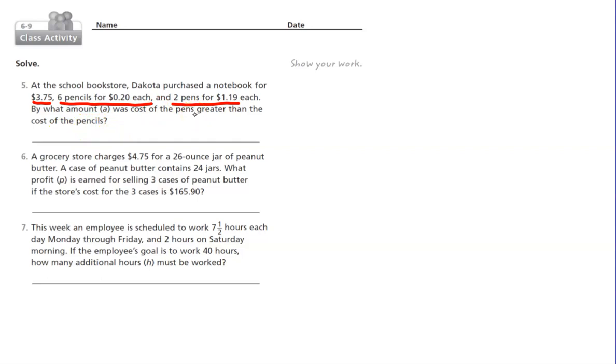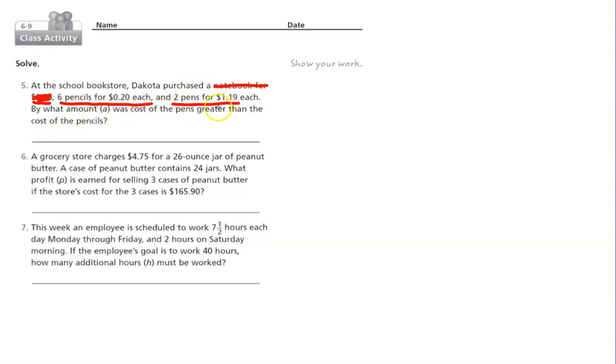So I have a lot going on here. I actually don't even need to know the notebook. The notebook is not included in this problem that I'm trying to solve, so I'm going to totally get rid of it. But what I do need to figure out is basically what's the difference between these two prices. So I need to figure out, it says, by what amount A was cost of the pens greater than the cost of the pencils.